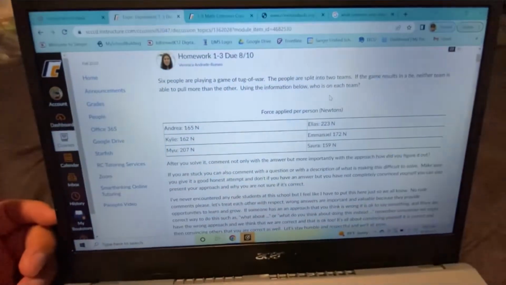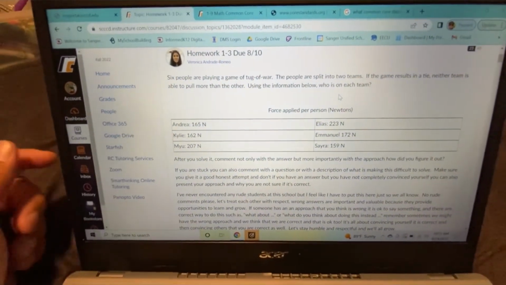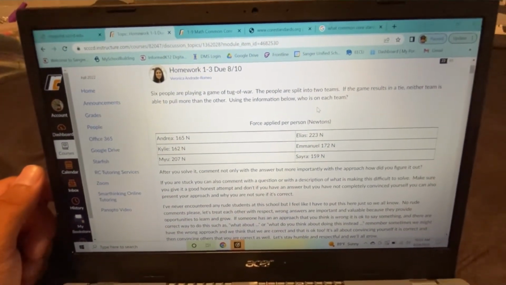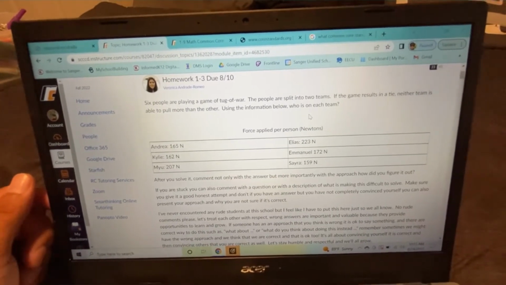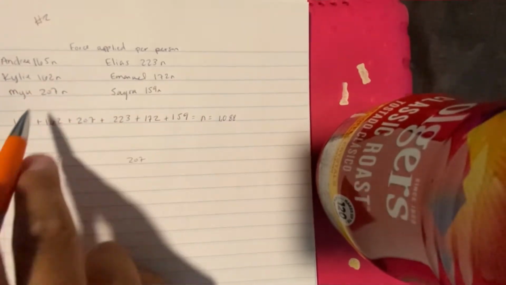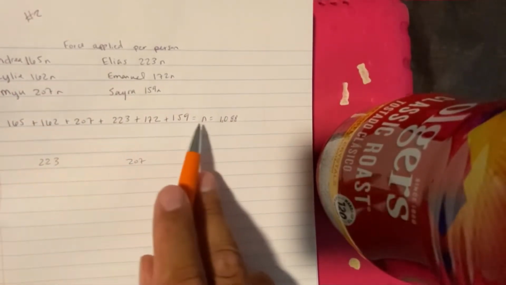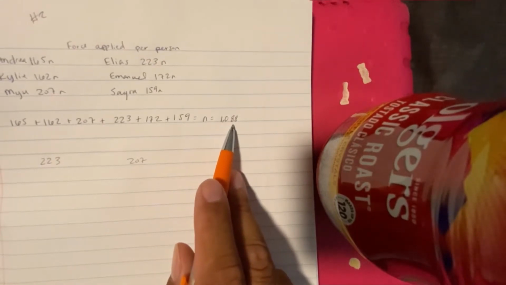For problem number 2, it says 6 people are playing a game of tug-of-war. The people split into 2 teams. If the game resulted in a tie, neither team is able to pull more than the other. Use the information below to see who's on each team. What I did for this one was write them all down. I added all the numbers up for the newtons applied, and I got N is equal to 1088.